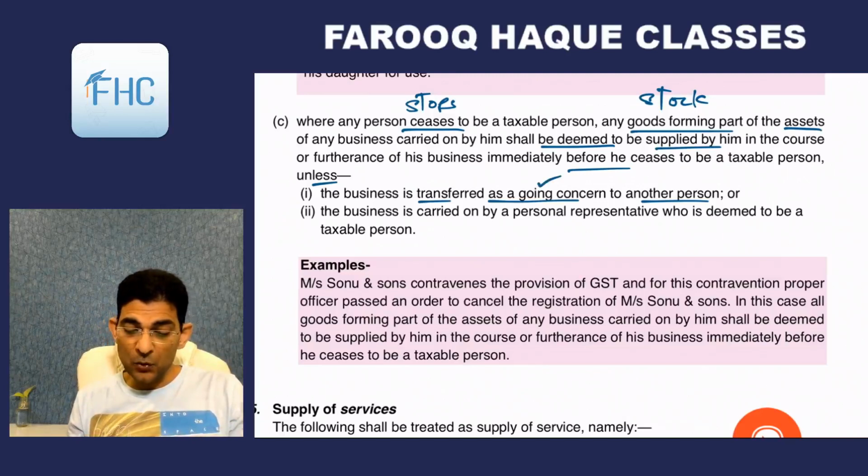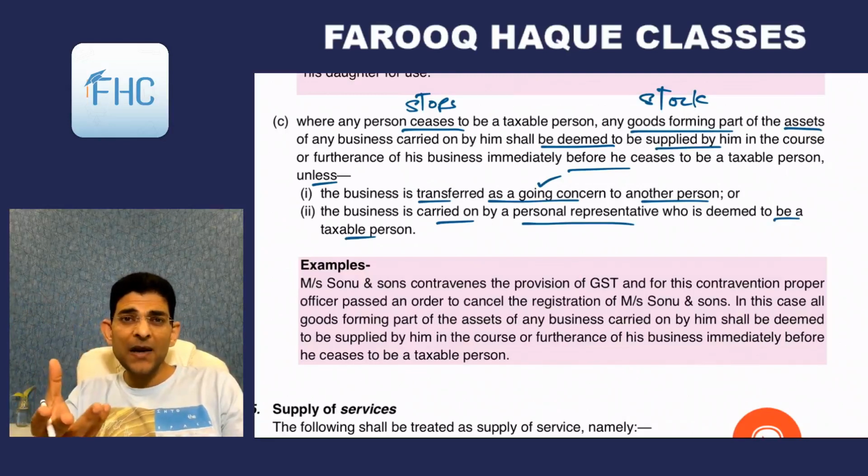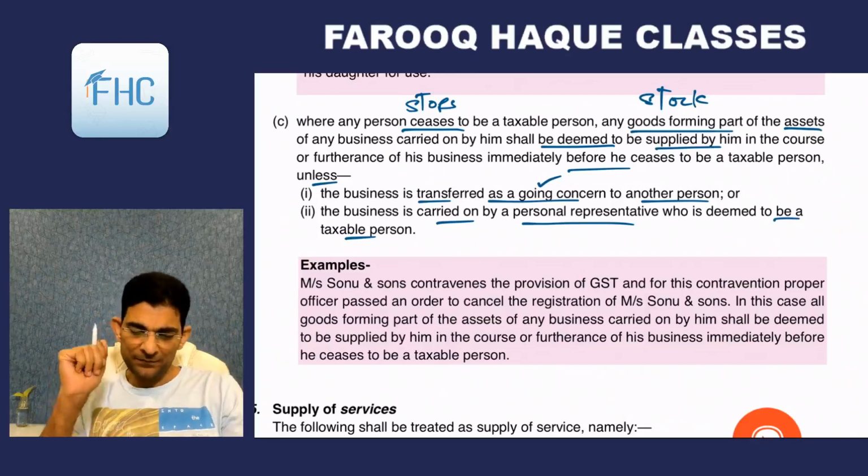So one is transferred as a going concern. Secondly, it is being carried on by a personal representative who is deemed to be a taxable person. Simple. I appoint a personal representative like a trustee to run my business. So then he will pay tax on actual supply. So when I shift my business to a personal representative, at that point of time there will be no tax.